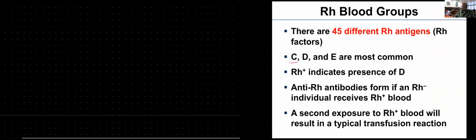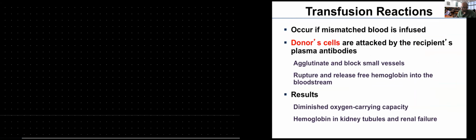RH, we have 45 different RH antigens. This includes C, D, and E. RH positive means I am presenting antigen D on the surface of my cells. Anti-RH antibody will form if an RH negative individual receives RH positive blood. Second exposure to RH blood will result in a typical transfusion reaction. Remember, it can pass unnoticed on the first exposure. I will only get a transfusion reaction on a second exposure.